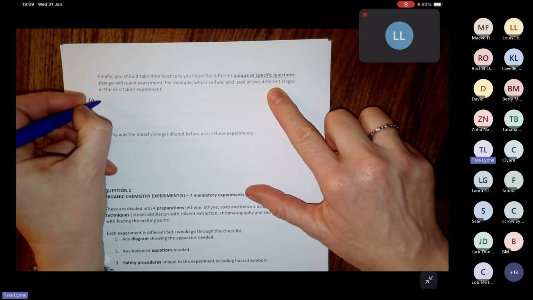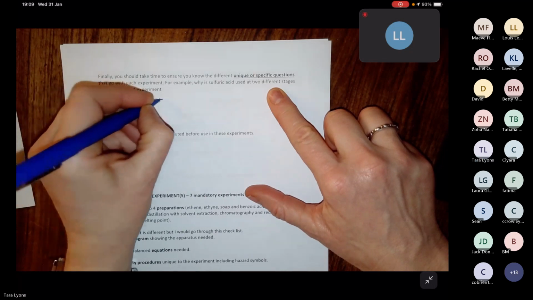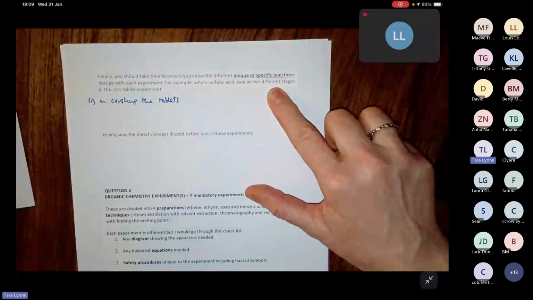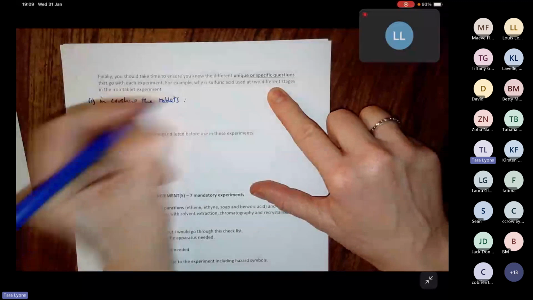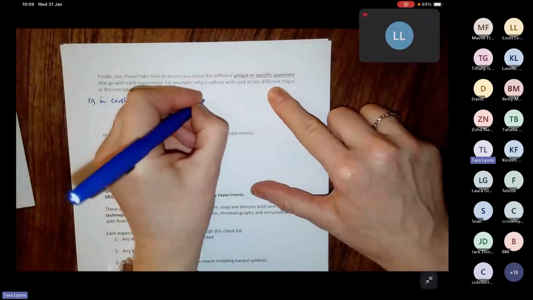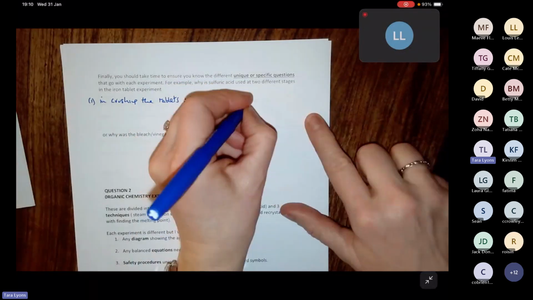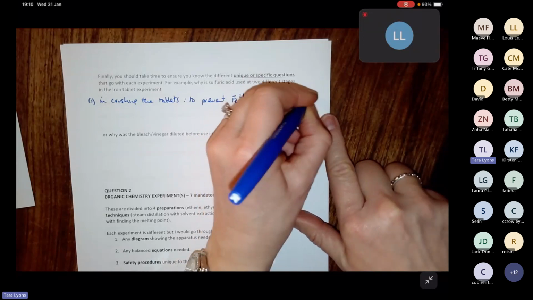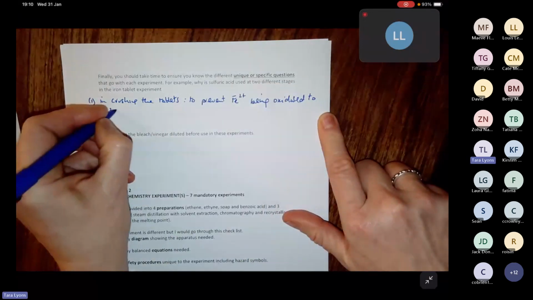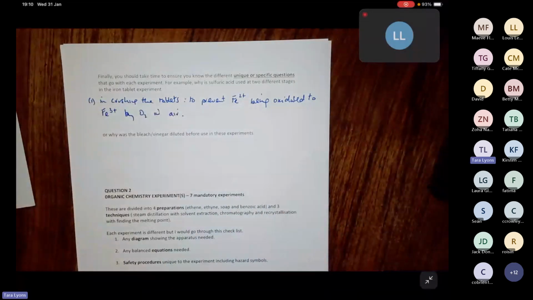So we used it first in crushing the tablets. That was the first stage that we used sulfuric acid, when we actually crushed the tablets. And why did we do that? Well, to prevent Fe2 plus, the iron 2 in the tablets, being oxidized to Fe3 plus by oxygen in the air. So that was the first reason. And that's why we used it when crushing the tablets.